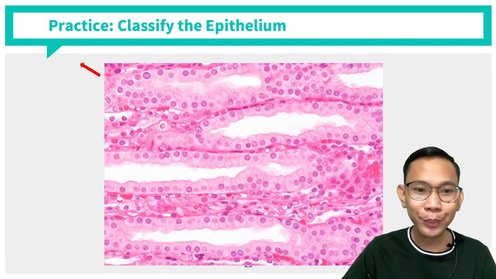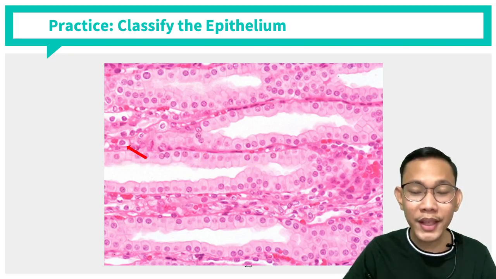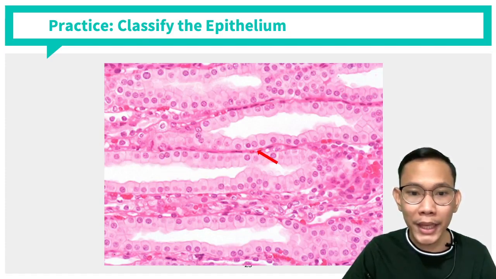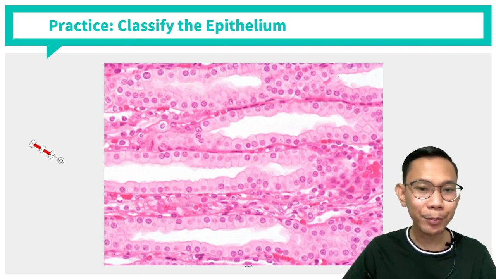Next, this one. How many layers? Okay, this one, how many layers? There's only one layer. This is simple and it looks like a cube. Therefore, this is simple cuboidal. So note that there are round nuclei and square-shaped cells. This is indicative of your cuboidal and a single layer of cells that rest on your basement membrane. This is actually your basement membrane. So therefore, this is simple cuboidal. Very good.